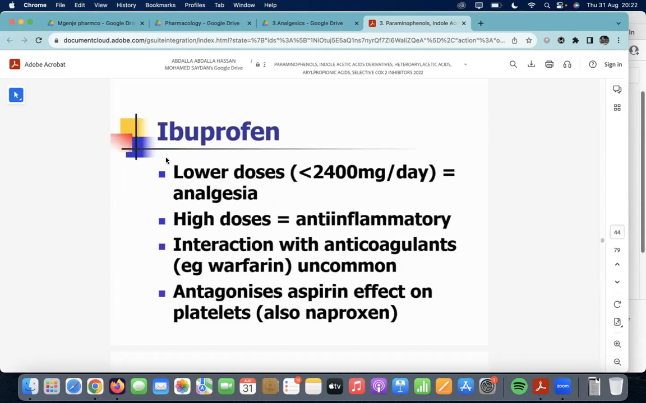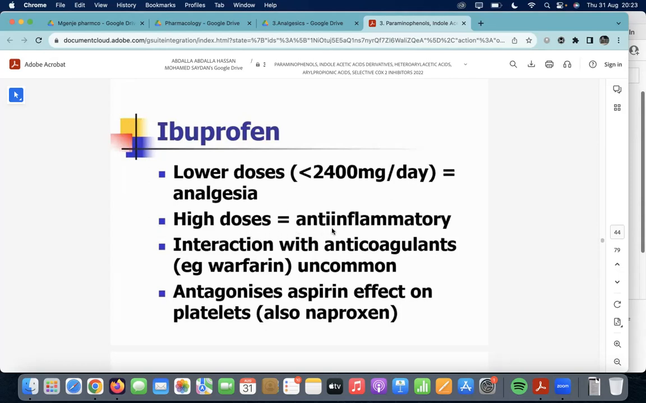So ibuprofen in lower doses, less than 2,400 milligrams per day, causes analgesia. Notice how even 2,400 is, I think, a very high dose. It's because ibuprofen is 99% protein bound. Therefore, you need to give a high dose for the drug effect to be realized on the body.